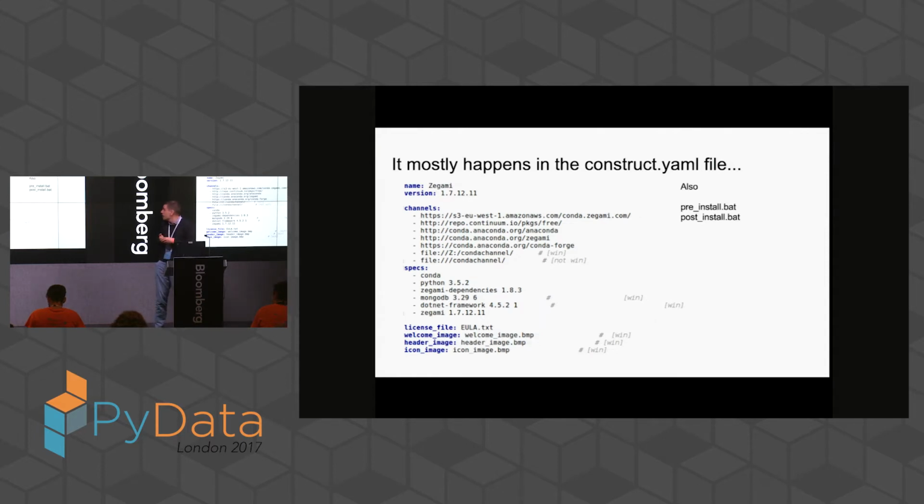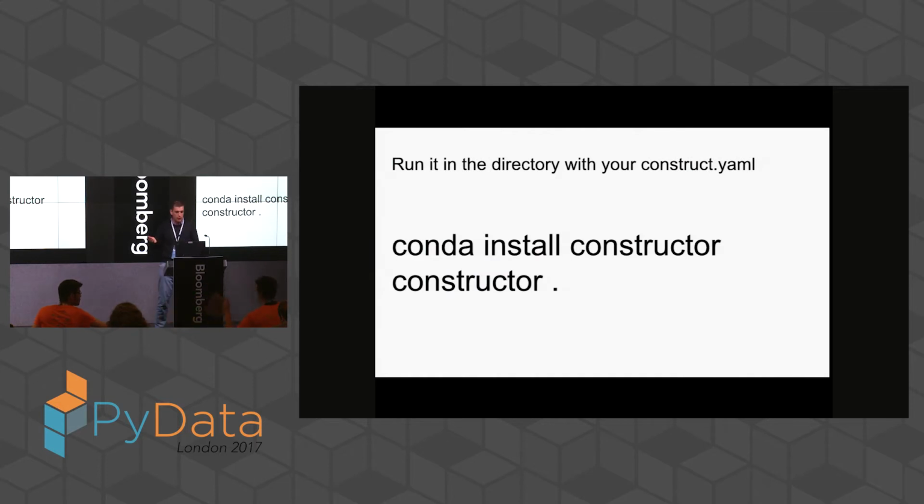You start off with a construct.yaml file. It's very similar to a normal Conda package. You've got your channels, your version for the actual whole installer, a number of dependencies, and then images that come up in the graphical installer. You go into the directory with your construct.yaml, and you run constructor dot.